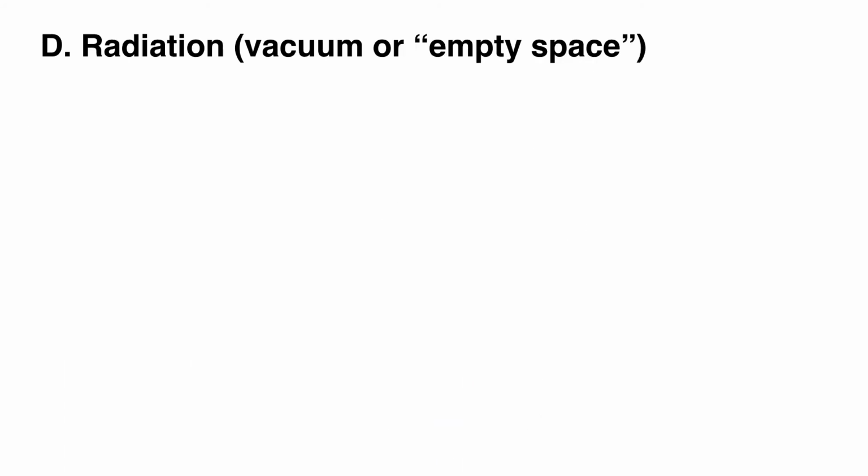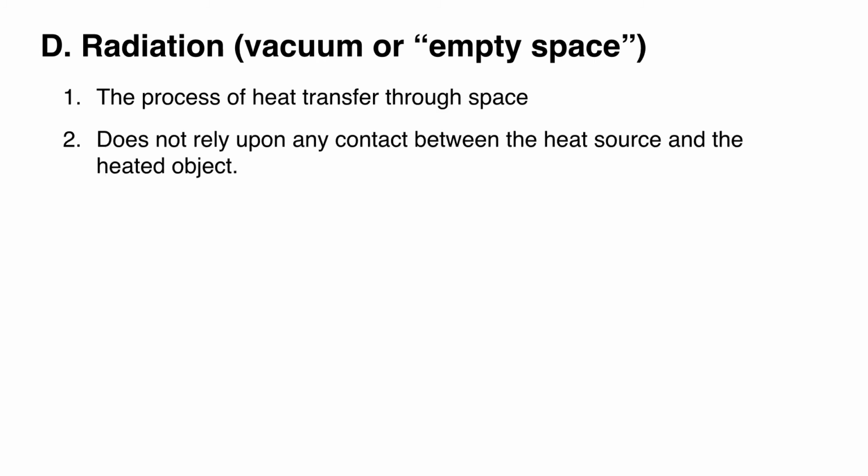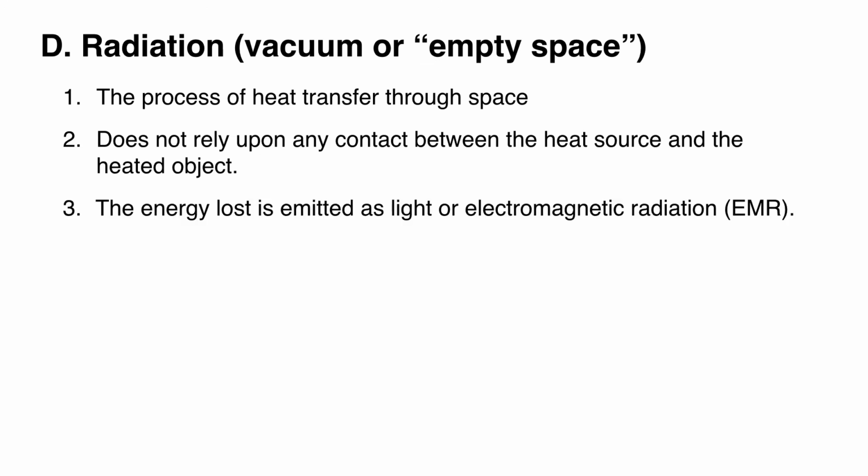Okay, and then radiation. Basically, think of this as heat which is going through empty space. It's not like in the first one where particles touch each other, and it's not in the second one. It's not involving fluids in motion. It's just heat from position A to position B, kind of through empty space. So heat transfers through space. It does not rely on any contact between the two objects. The energy that's lost is emitted as light, or EMR, electromagnetic radiation.